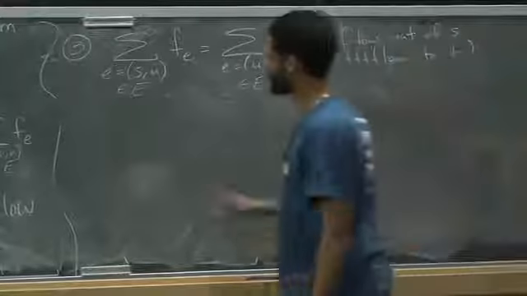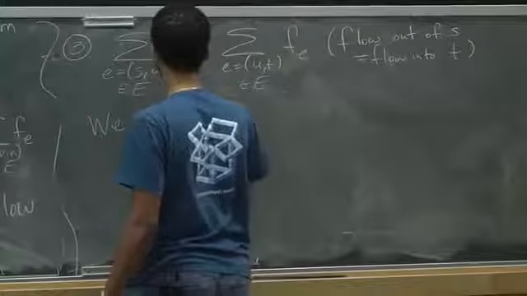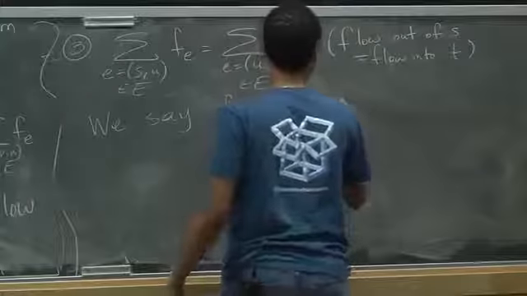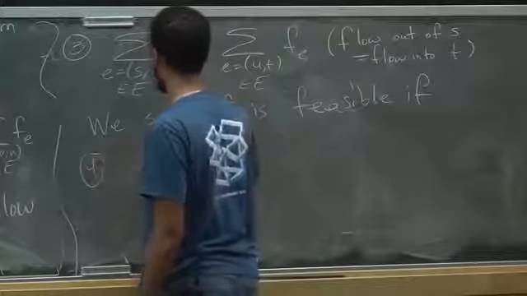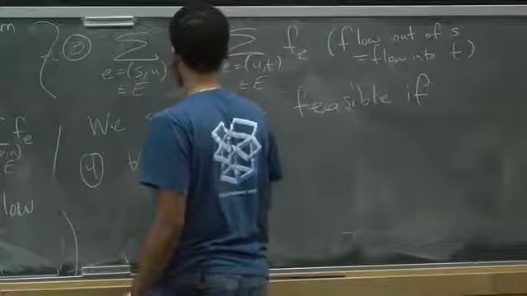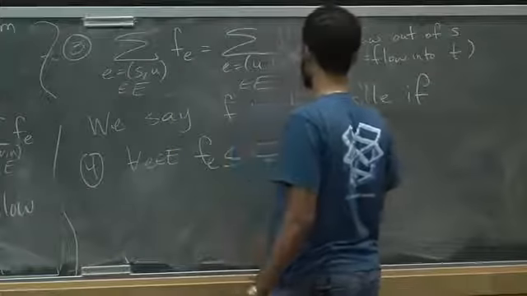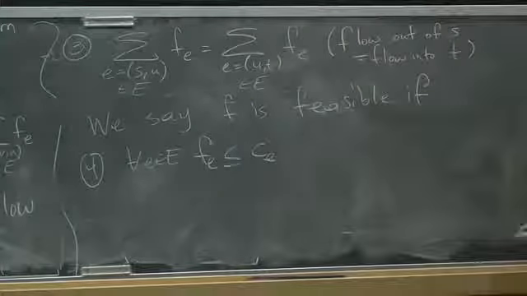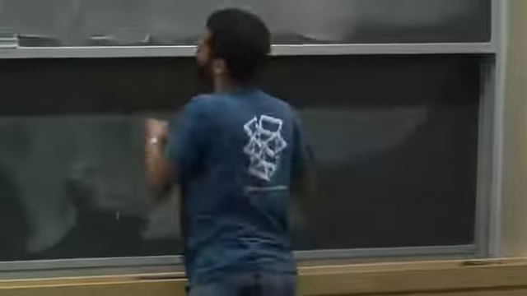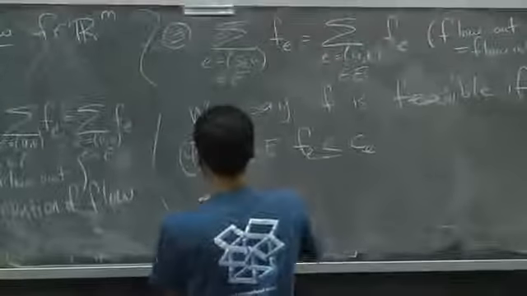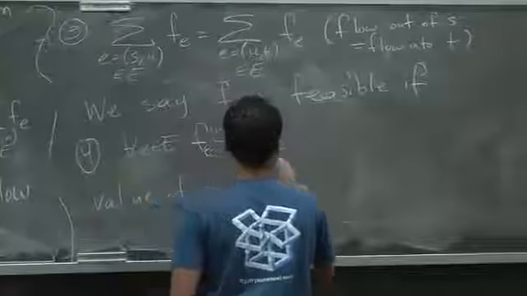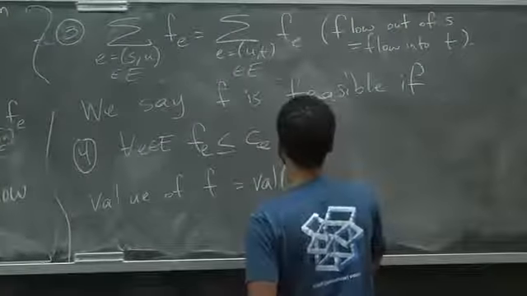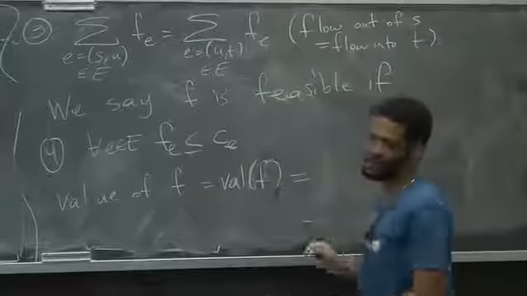And we say f is feasible if for all edges e in E, f(e) is at most the capacity of that edge. And the value of f, which we'll write val of f, is equal to the amount of water we ship.